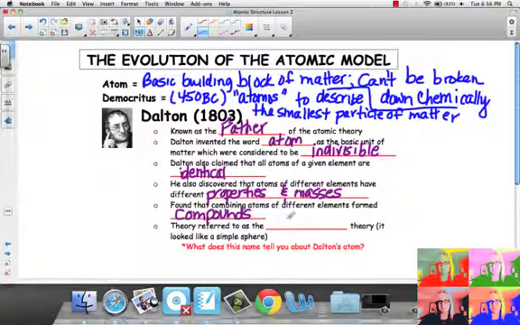This theory is referred to as the cannonball theory. It looked like a simple sphere. So what does this name tell you about Dalton's atom? Well, if he referred to the theory as a cannonball and he's talking about the atom, what this tells us about the atom was that he felt everything was contained inside this ball.